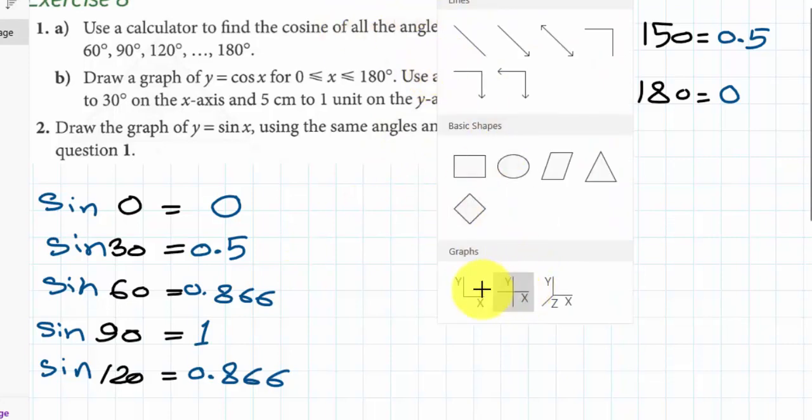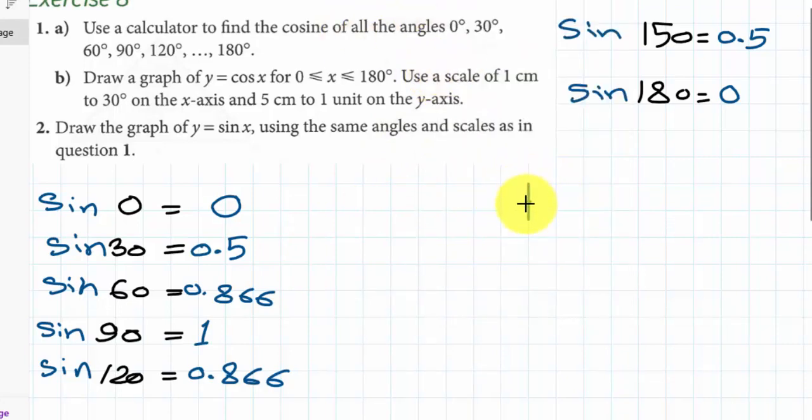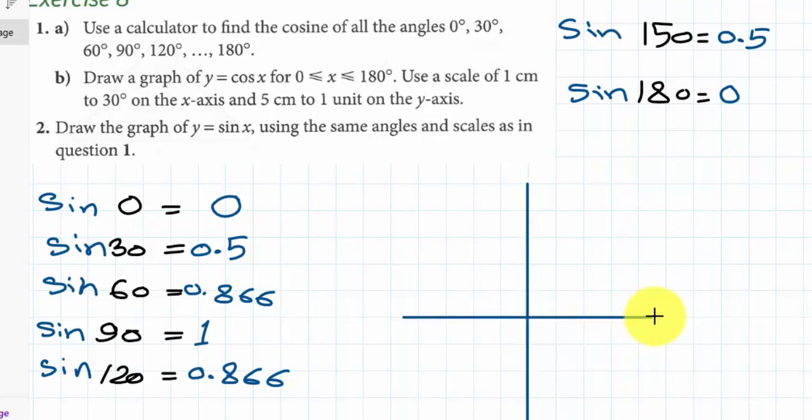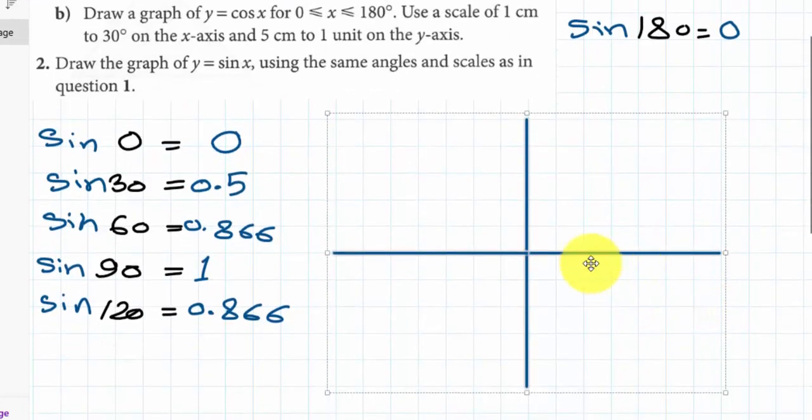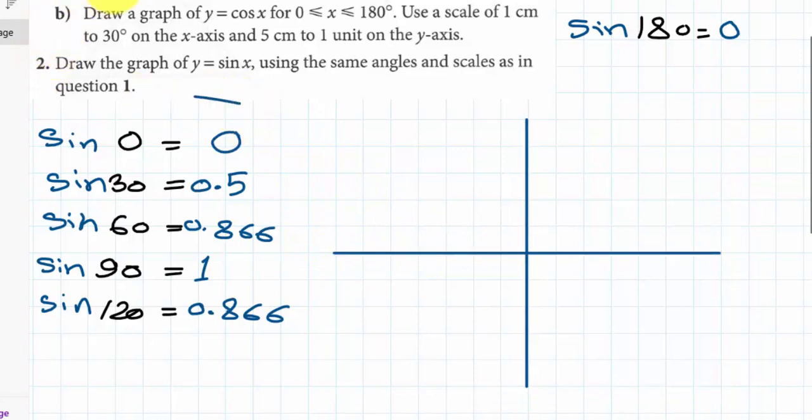Now we are ready to draw the graph of sine. So 5 centimeters. There you go. And 7 on the other side. Okay, ready. Now let's start plotting. Sine of 0 is 0. So 0, 0 is one of the points. Then the first one is 30. Let's write the angles. 30, 60, 90, 120, 150, 180. So sine of 30 is 0.5. Here is 1. 0.5 is halfway here.